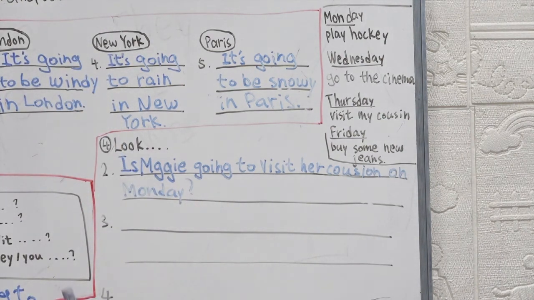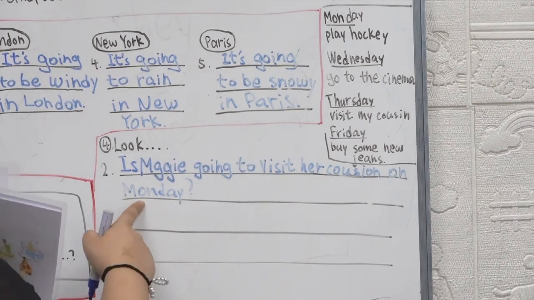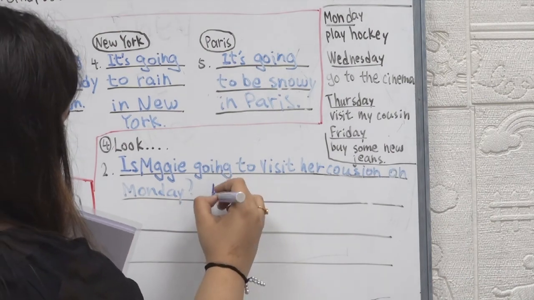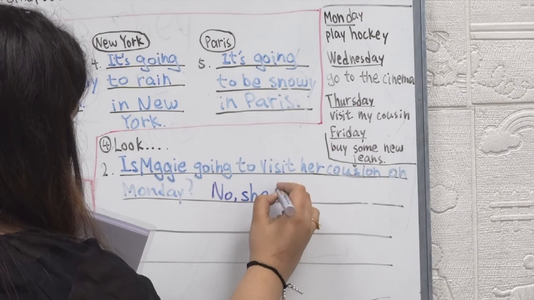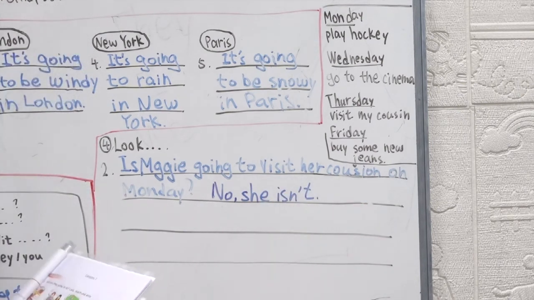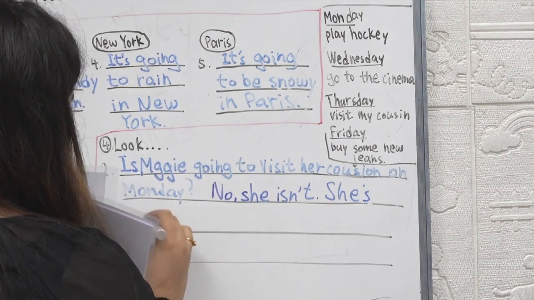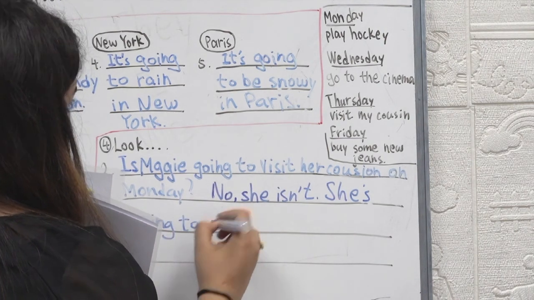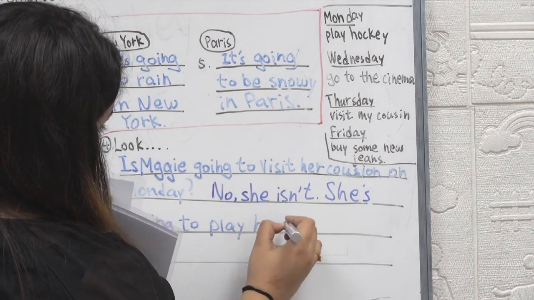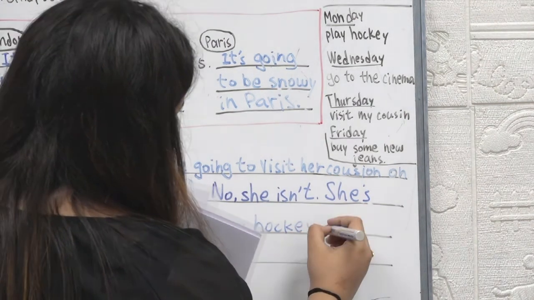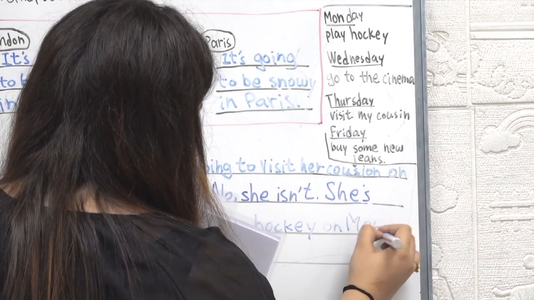So what's the answer? No, she isn't, right? According to here, she's going to play hockey. So first you need to write the answer. No, she isn't. Then you tell me what she's going to do. She's going to play hockey, according to her schedule of the week, on Monday. Full sentence.